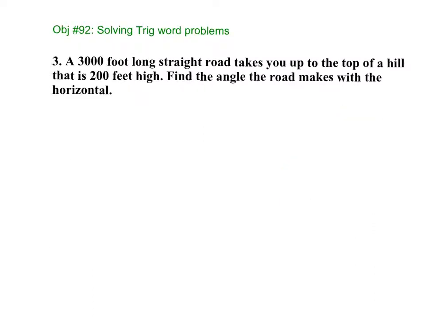This one I reworded. A 300-foot long straight road takes you up to the top of a hill that is 200 feet high. So here's my hill, and up the hill is a road. The hill is 200 feet high. It's a 300-foot straight road that takes you up the hill. Find the angle the road makes with the horizontal.